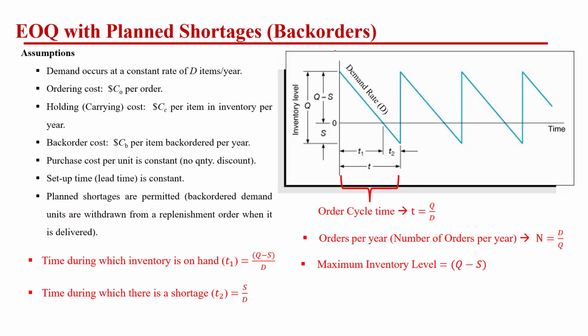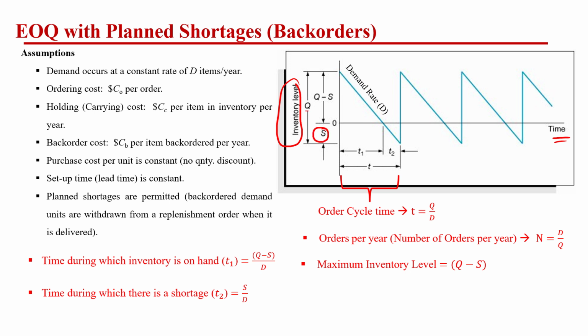For that, we can represent it graphically. On the x-axis we have time, which we consider as continuous, whereas on the y-axis we have the inventory level. If we place an order equal to Q, what would be the maximum inventory level? That is going to be Q minus S.